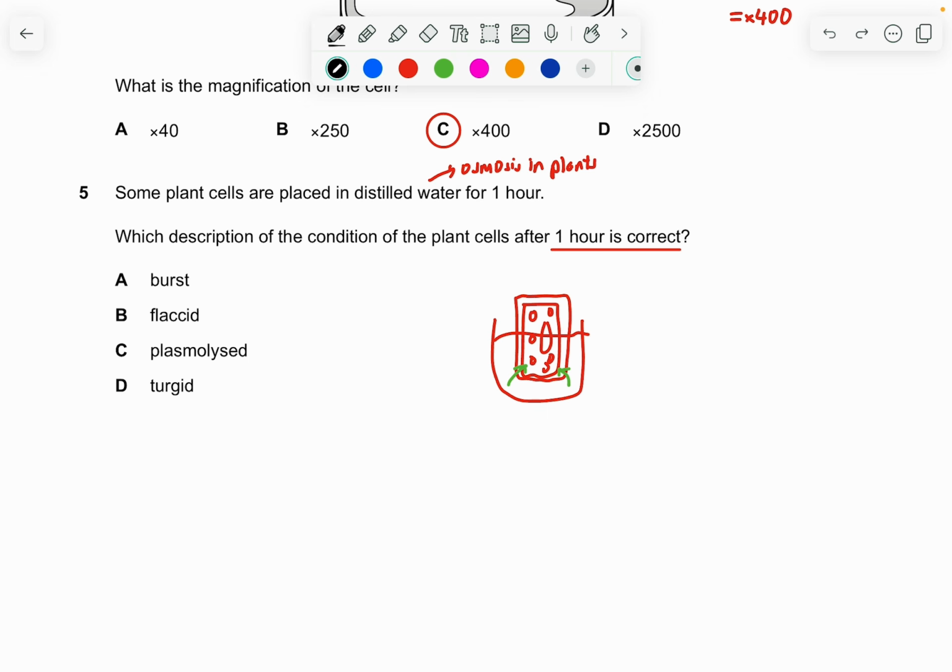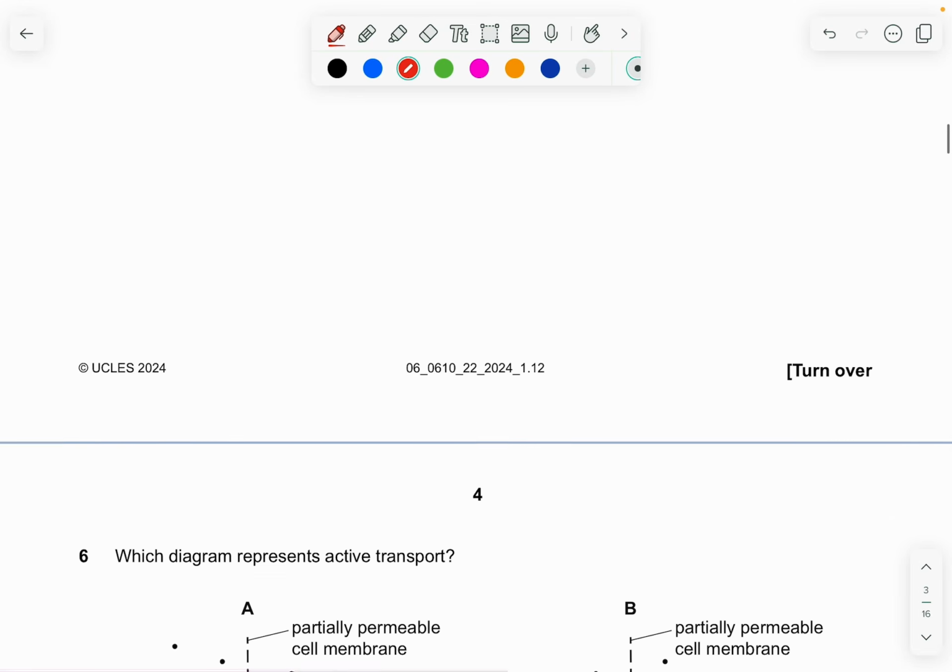So why is it turgid? It is because the plant cell wall, which is this one, is able to withstand the amount of water that is being taken in, so that it won't cause the cell wall or the entire cell to burst on its own, unlike animal cells. So that is the correct answer.